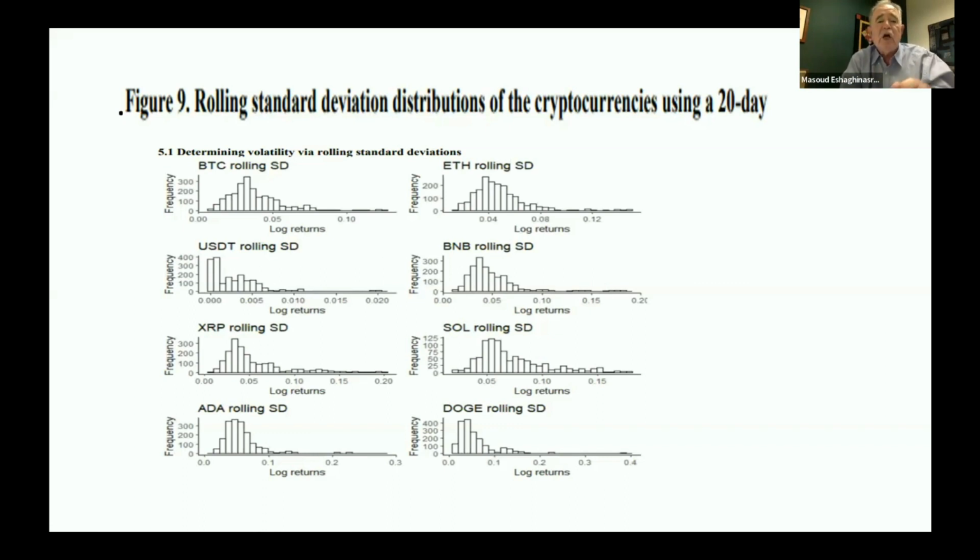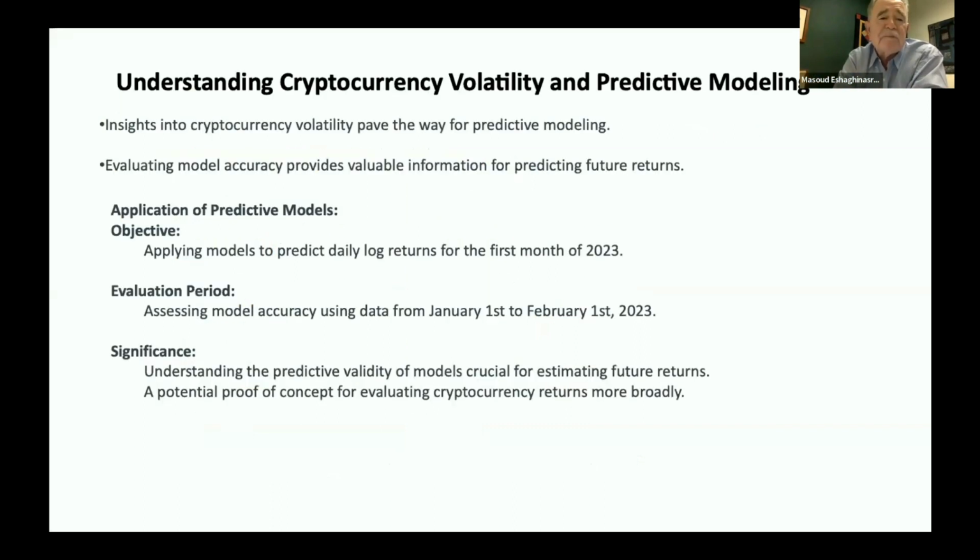In this case, I choose not 1 month, but 20 days. This is the frequency and log return, and I find the best distribution for each one and predict with that. The first month is 2023. Then I do predictive modeling for any coin, and you see that if you change the distribution for any coin, you cannot find the exact value.